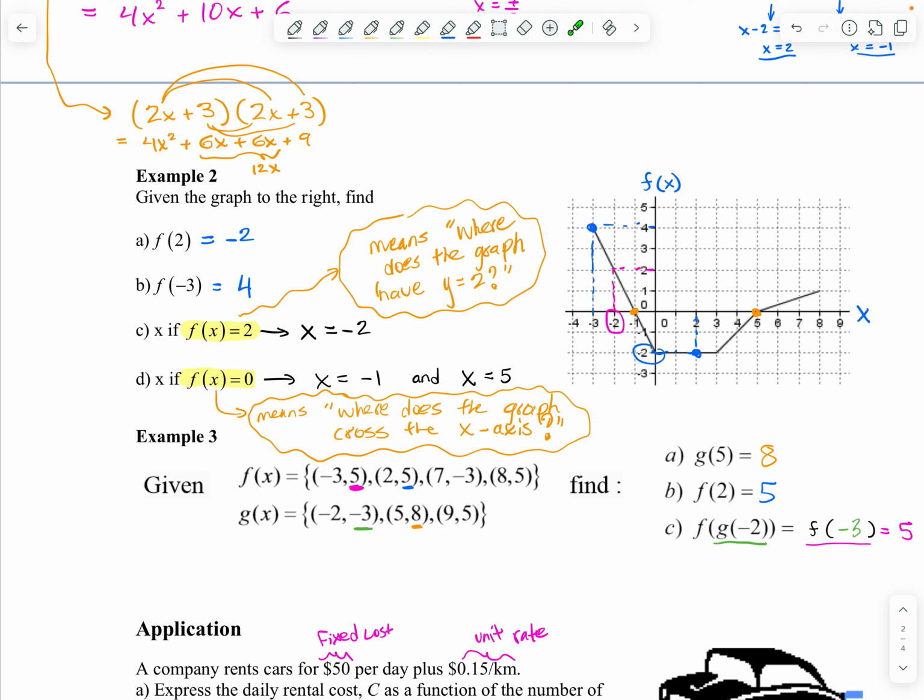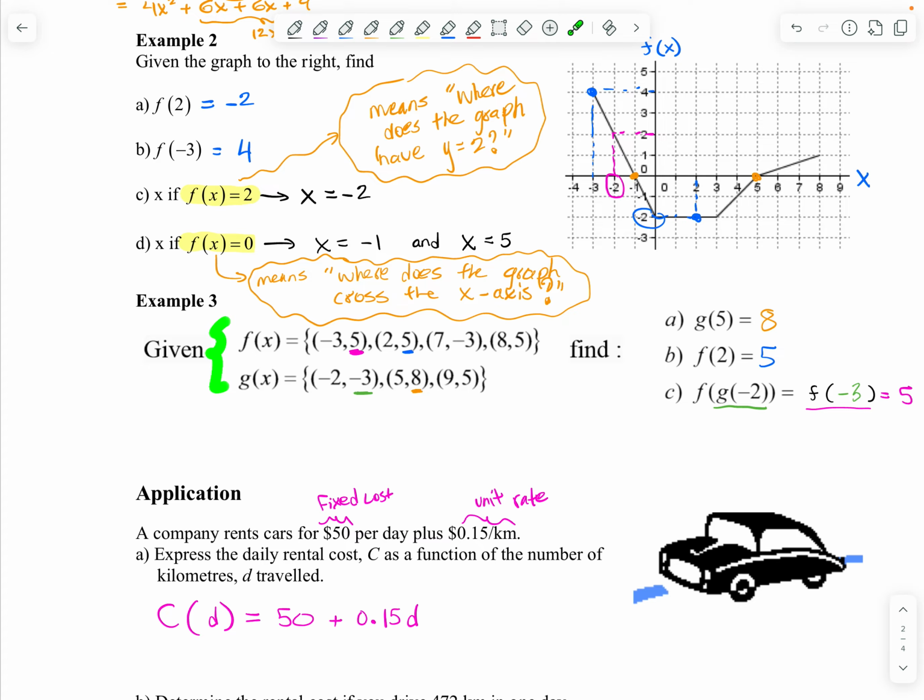If f of x is equal to 2, that means now I give you the output. I tell you it's 2, and you find what the input is. So -2. Now I'm telling you the output is 0. Find the input. Literally, where does it cross the x-axis? f of x equals 0 is just the x-axis. So here I have one solution, x equals -1, and another solution, x equals 5.